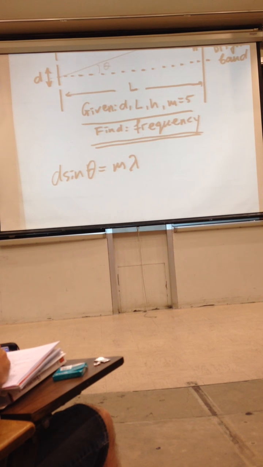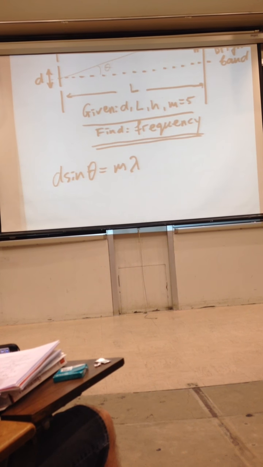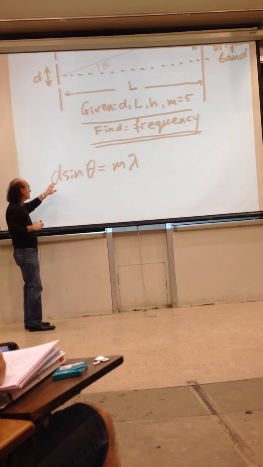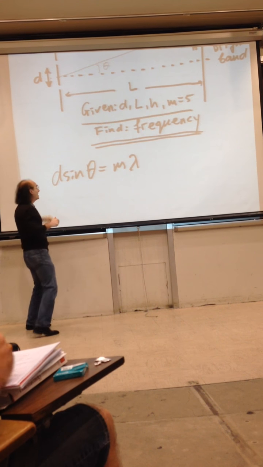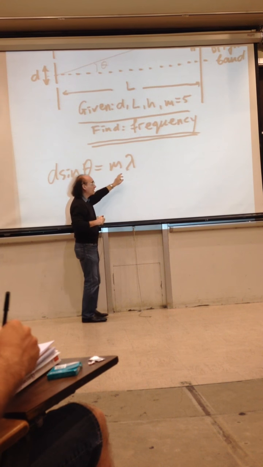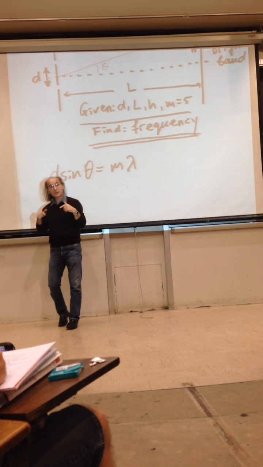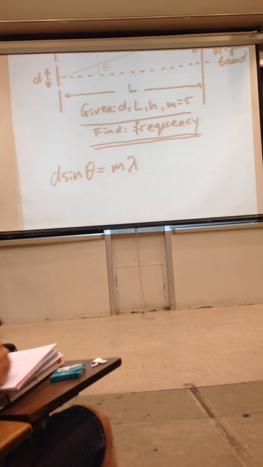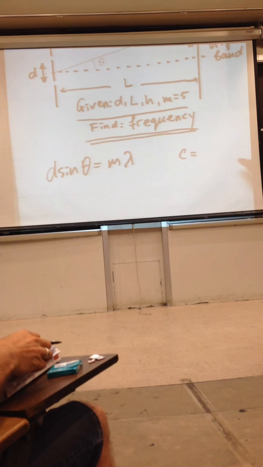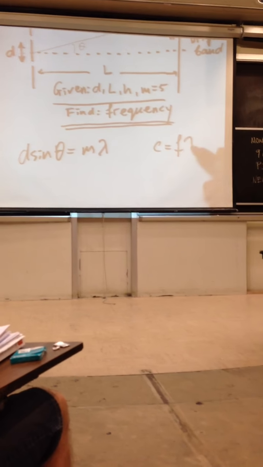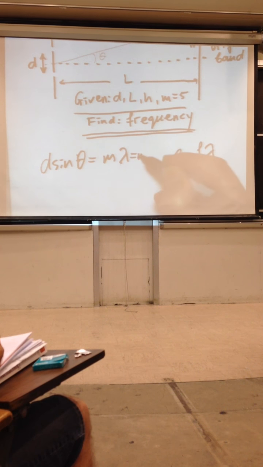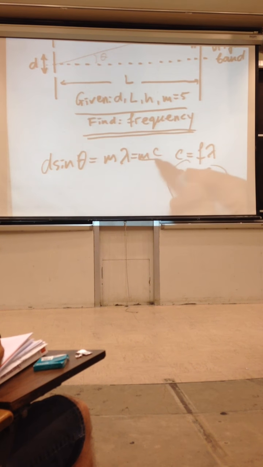You should find the frequency. Okay, here this equation gives you the relationship between d, the angle, the order of the fringe, and the wavelength. You are trying to find the frequency, so you should convert the wavelength to frequency. The speed of light is f times lambda, so lambda is c over f. So you can convert lambda to c divided by f.